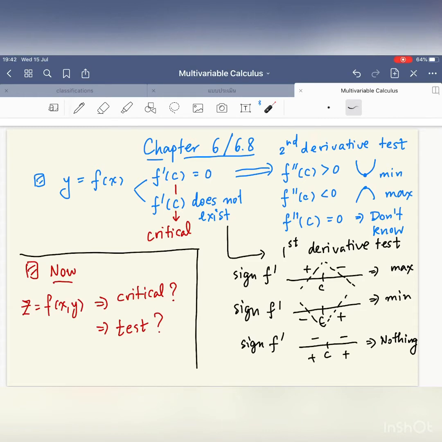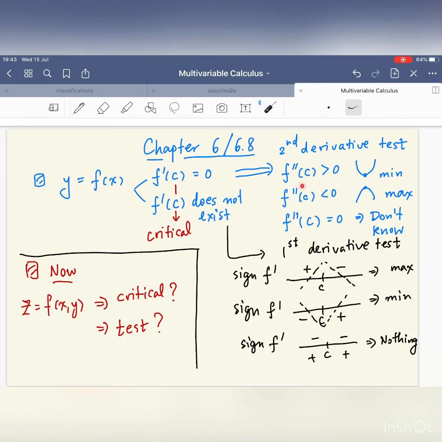If you have this type of critical value, then you can test whether it gives you a local max, a local min, or something else, by using the so-called second derivative test. The second derivative test says that if f double prime is positive, then your curve is going upward like this. By upward, you see that you got a valley. A valley means that you have a local minimum, or relative minimum.